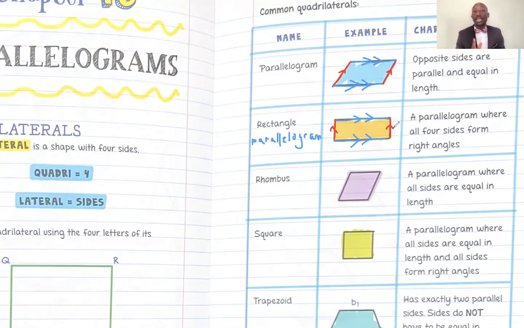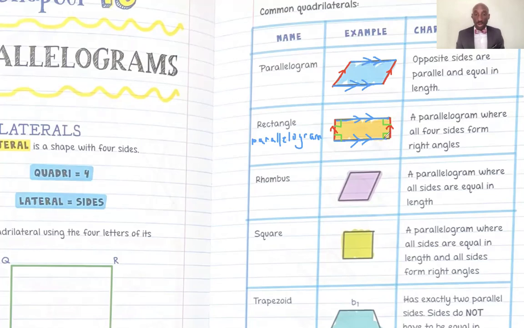But what's key about a rectangle and why it's a specific type of parallelogram is because all 4 angles are right angles. This is not true for every parallelogram. So basically, a rectangle is a parallelogram with all 4 angles at 90 degrees.